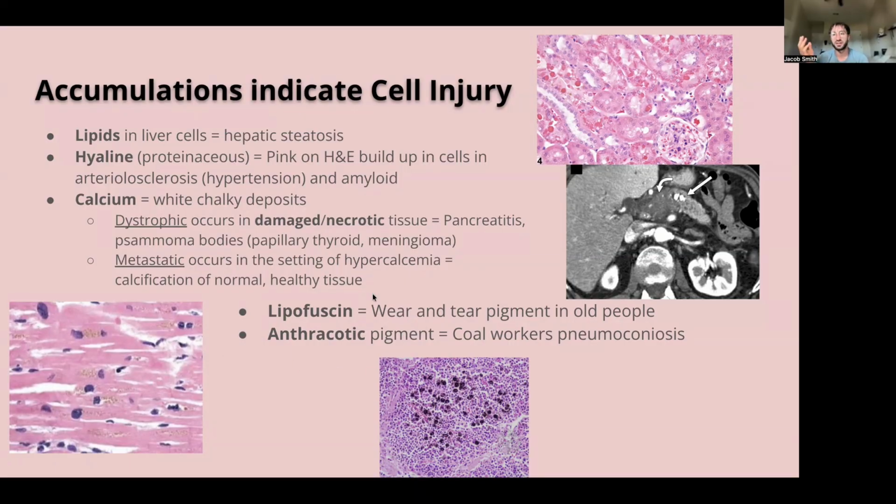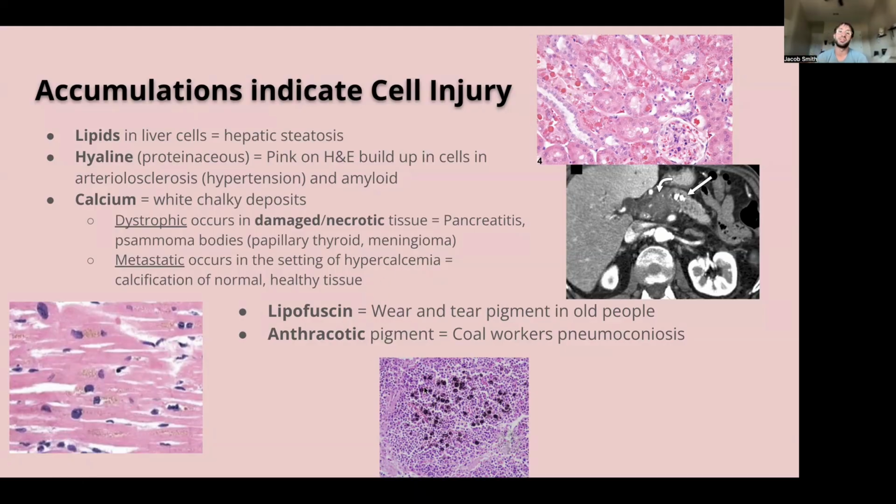Lipofuscin. I feel like I always see a question on lipofuscin. It's this picture on the bottom left. It's this brown or yellow pigment in normal healthy tissue. It's just a wear and tear pigment in old people. Usually it accumulates in lysosomes and it's in heart tissue pretty commonly.